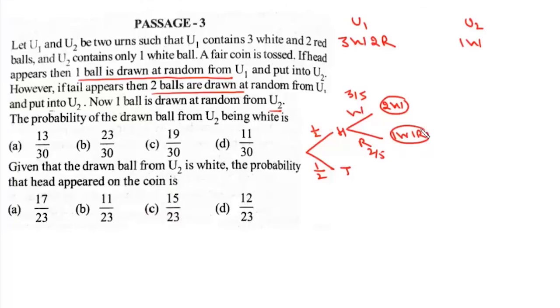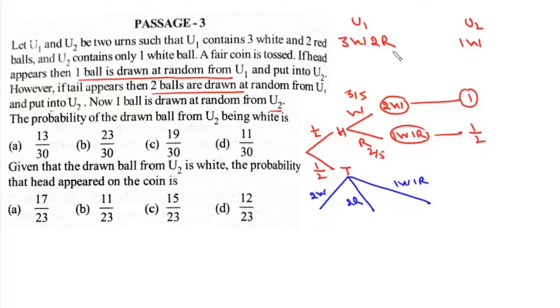Now 1 ball is drawn from U2. We need to find the probability that drawn ball is white. Now if it is 2 white, then probability of drawing a white ball is 1. And if it is 1 white and 1 red, this probability will be 1 by 2. Now if the coin results in tail, then we have 3 choices. Either the transferred balls will be 2 white or 2 red or 1 white and 1 red.